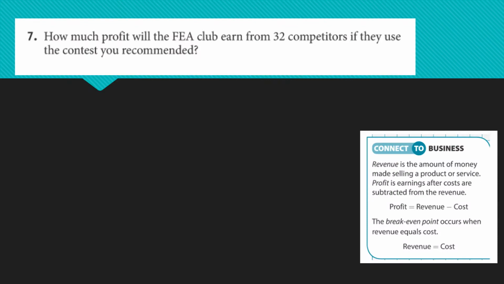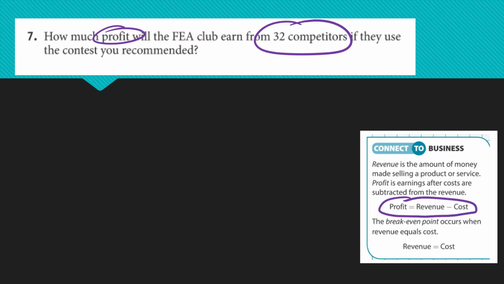Cool. This is where the important part comes in. So if you're the one in charge of this club, you want to know how much profit you're going to make. So we've recommended the card tower, and we know that they're going to have 32 competitors. So we want to find out how much we're going to actually make, how much profit. So they tell us over here, profit is revenue minus cost. So we know the revenue function, we already have both of these equations. Equations and functions are the same thing. So the revenue function was 10x.